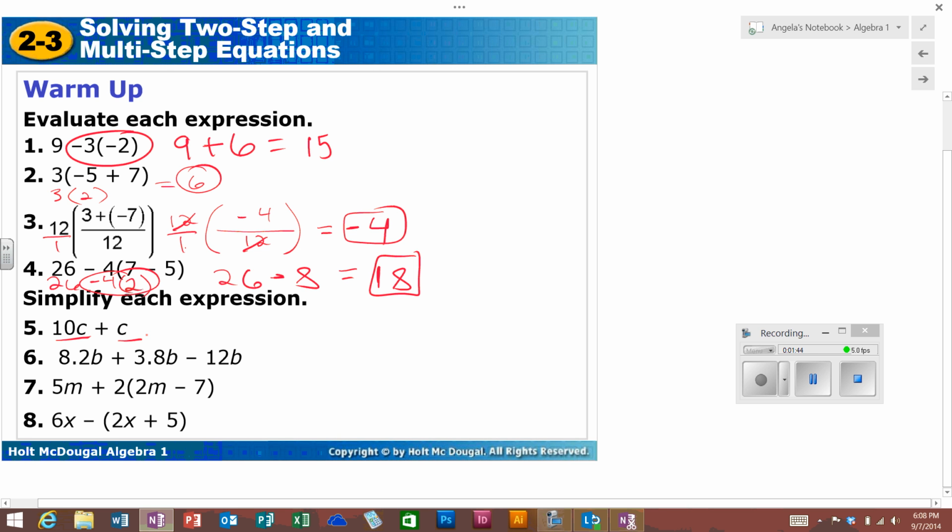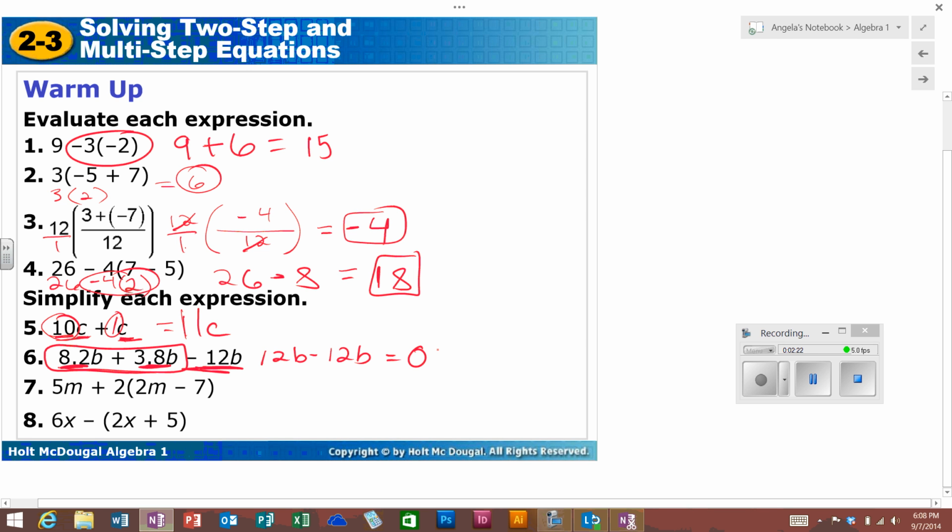So 10c plus c, and remember there's a 1 out here. When we have the same variable with the same exponent, we just combine the 10 and the 1, so that makes 11c. So we've got an 8.2b, a 3.8b, and a -12b. So when I combine those all together, I'm going to combine these first. Okay, and this makes 12b, and then minus this 12b right here makes a 0. Okay, since everything kind of just cancels.